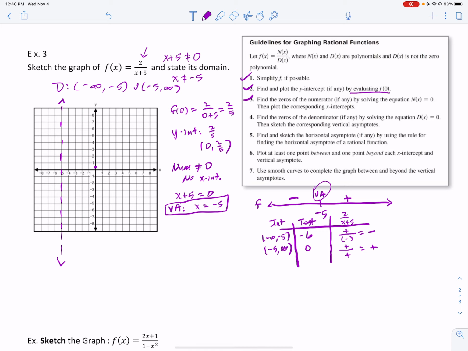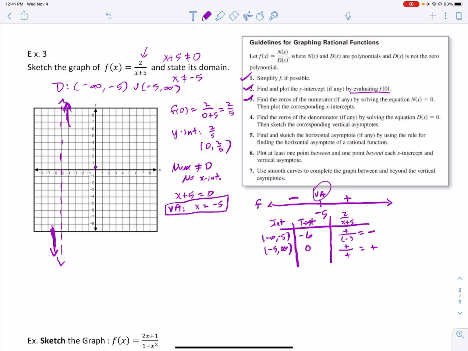So at that vertical asymptote, since it's negative to the left of -5, I know that this rational function must be going to -infinity on the left side of -5. And to the right of -5, since it's positive, I know that this graph must be going to +infinity on the right side of -5.